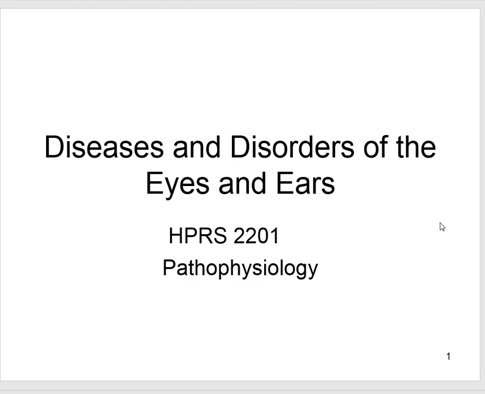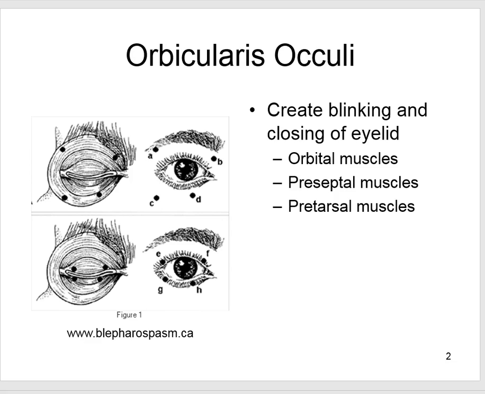Hello. Today we're going to talk about diseases and disorders of the eyes. First of all, we're going to talk about the orbicularis oculi. These muscles create blinking and closing of the eyelid, not movement of the eyeball.